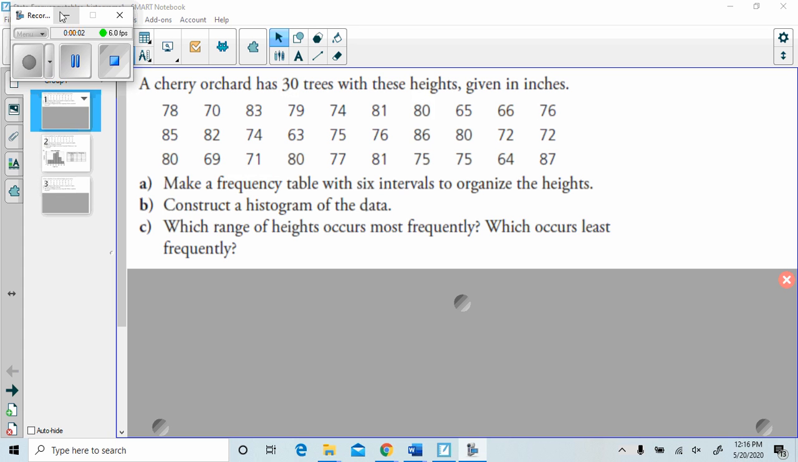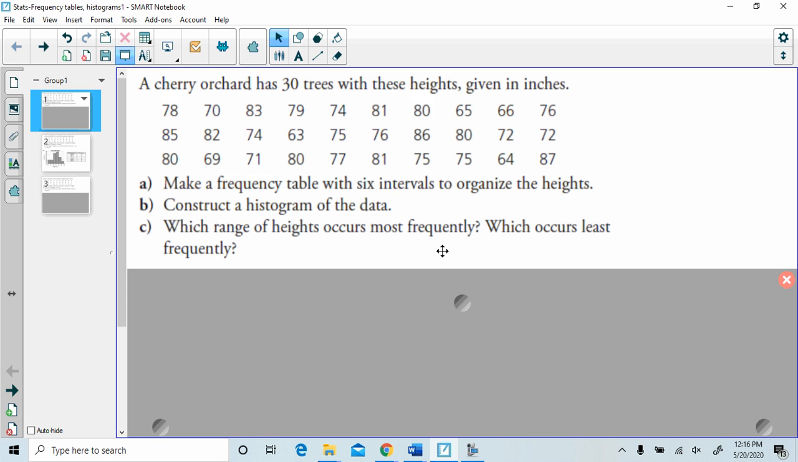This is about frequency charts and histograms. The scenario we're looking at is a cherry orchard with 30 trees, and the heights are given here in inches. Our task will be to make a frequency table with 6 intervals and to organize those heights. Then we're going to construct the histogram using the data and answer the question: which range of heights occurs more frequently and less frequently.